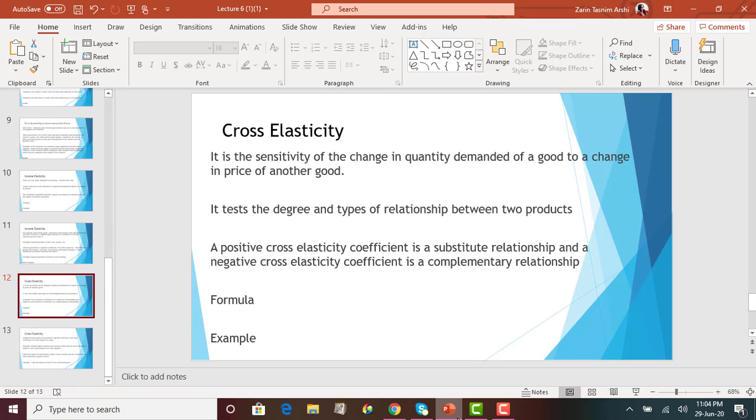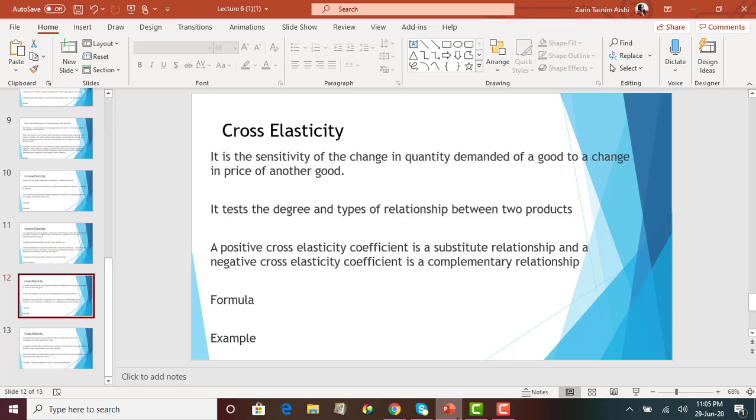Now, the last concept is known as the cross elasticity of demand. This is also a type of measurement which helps us to measure the sensitivity of the change in quantity demanded of one good when there is a change in price of another good. So it tests the relationship between the two goods. So let's say if the price of water bottles goes up, how will it affect the demand for tap water?